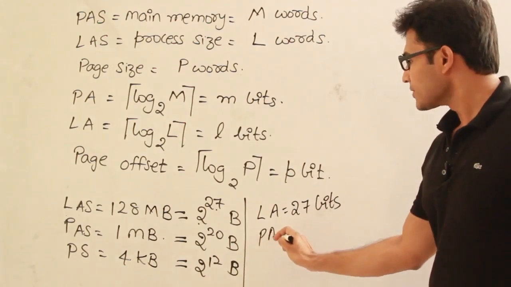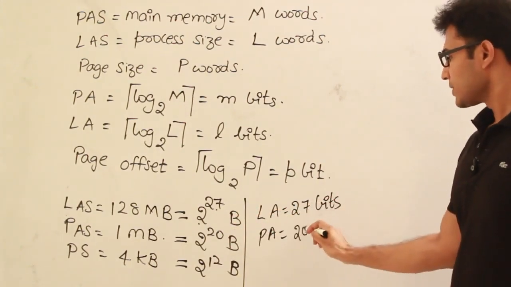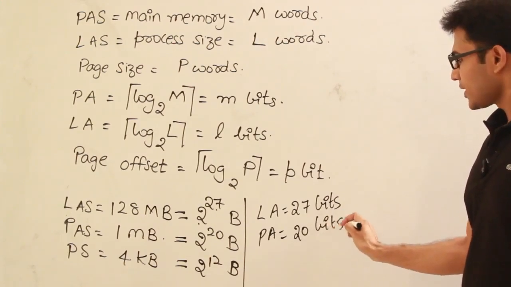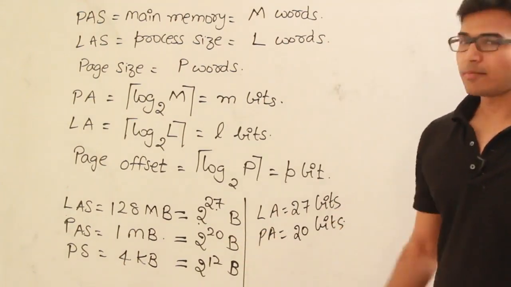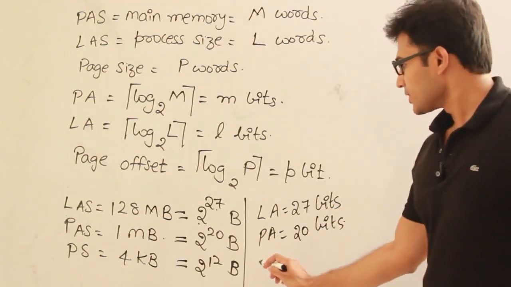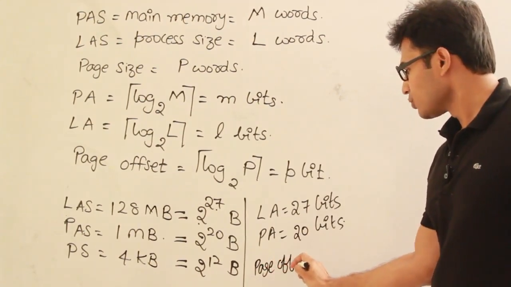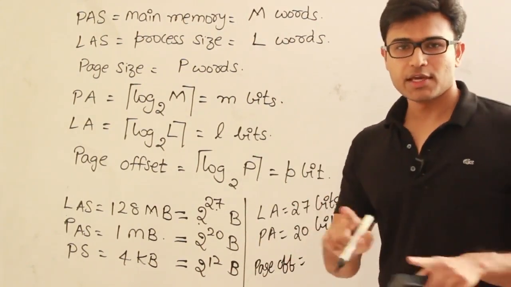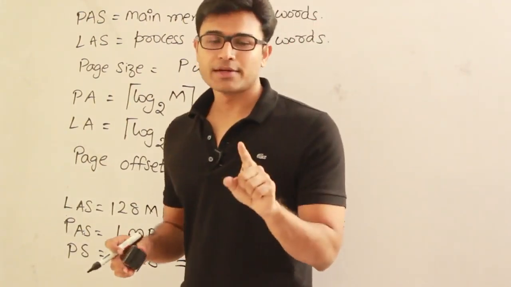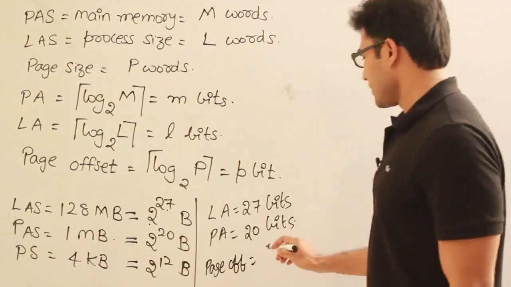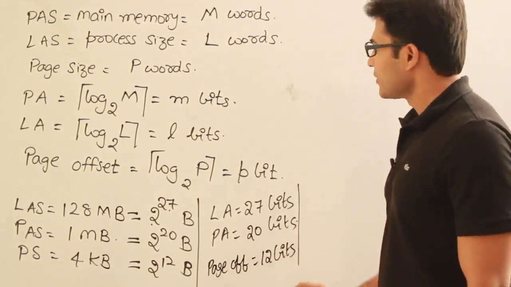Then what about the physical address? How many bits are required to identify a byte within 2 power 20 bytes? 20 bits, right? With 20 bits I can get 2 power 20 addresses, and each address can be associated with 1 byte. Got it? And what about the page offset? If page size is 2 power 12 bytes, which means in one page we have 2 power 12 bytes, and I have to identify one among these 2 power 12 bytes, then how many bits are required? 12 bits. Got it? Fine. So let's leave it here and let's extend this.